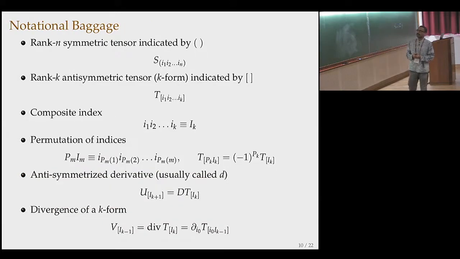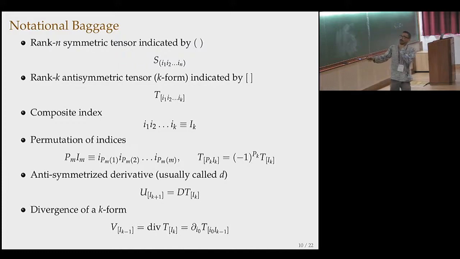Okay, so let me give you an outline of this. For this, I have to dump some baggage on you, right? So I'm going to denote a rank n symmetric tensor by these parentheses. That means that those indices are symmetric. An anti-symmetric tensor will be denoted by these square brackets. And a composite index, so if I have k indices, I will just call it capital I with a k. That means there are k indices, and I can permute these indices. So for example, if I permute these I_k, then that will be just the sign of the permutation times the permuted tensor. Okay?